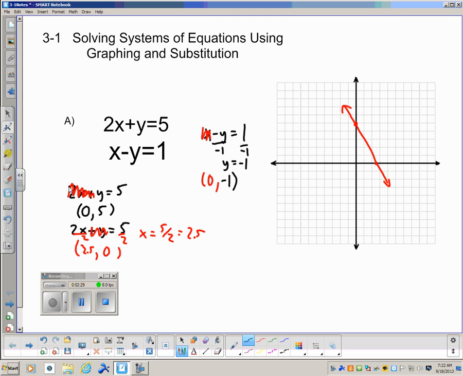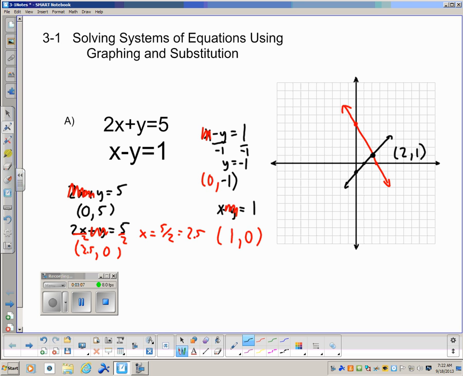So I'm going to rewrite it: x minus y equals 1. This time I'm going to cover up the y, so the minus y. I know my ordered pair is going to be something, 0, so I end up getting x equals 1. Now I can plot those two ordered pairs. I've got 0, negative 1, and I've got 1, 0, and I'm going to connect those. So we can see that our intersection point is at 2, 1.